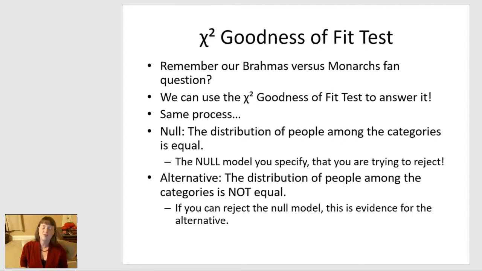And then the alternative would say, well, the distribution of people among the categories is not going to be equal. And if we can reject the null, then that leaves us with our alternative. And again, we're trying to make decisions about populations based on our samples. And so let's take a look at our data again.